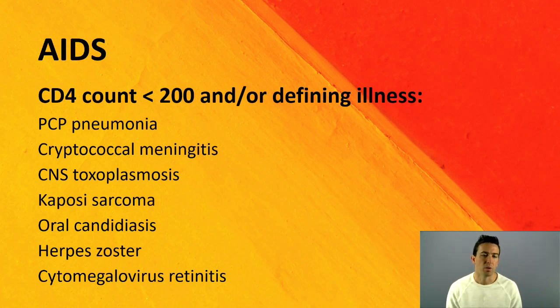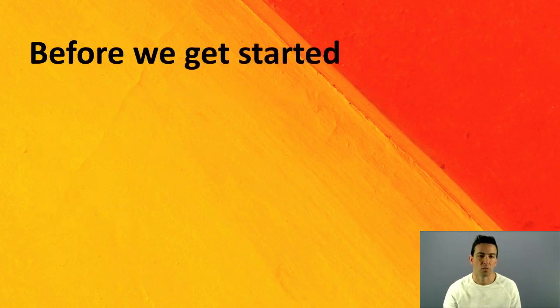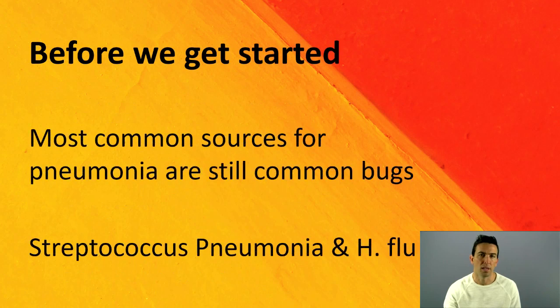So PCP pneumonia, cryptococcal meningitis, CNS toxoplasmosis, Kaposi sarcoma, oral candidiasis, herpes zoster, and then CMV retinitis. Anytime we're talking about these immunocompromised states and these defining illnesses, one thing to know before we get started is if it's an HIV patient, the most common cause of pneumonia is still the common bug. It's not the PCP pneumonia.